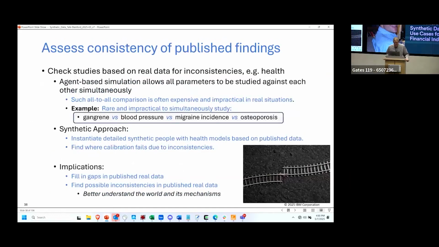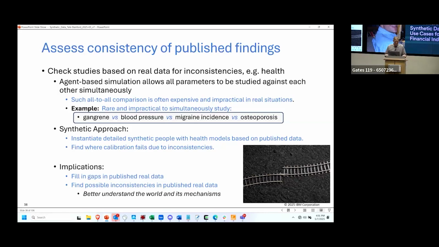Another thing I think is consistency of published findings. That may be more in a situation which I think HAI is more involved than we've been, and things like health situations. I mean, there are so many health variables, far more than financial variables. So if you're doing a health or medical study, you can't run every variable in every single study. It's just not feasible. So for example, I doubt there are studies that compare gangrene versus blood pressure versus migraine versus osteoporosis. That'd be a sort of unusual combination, I think.